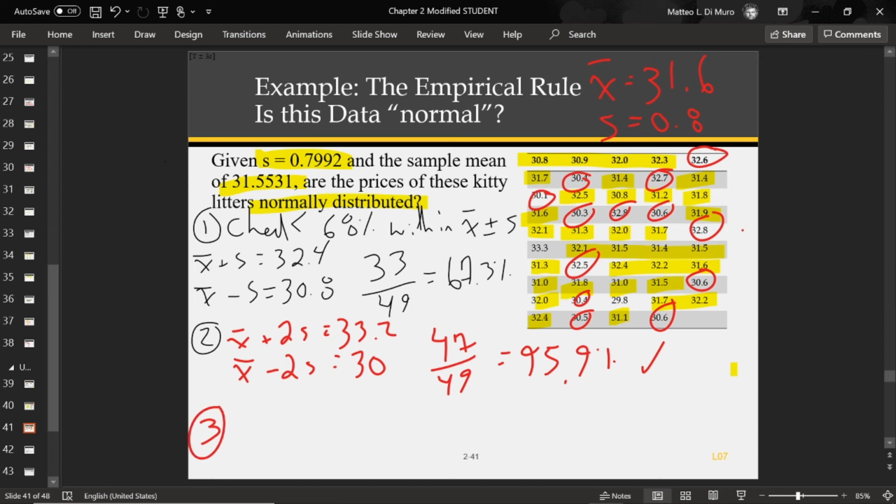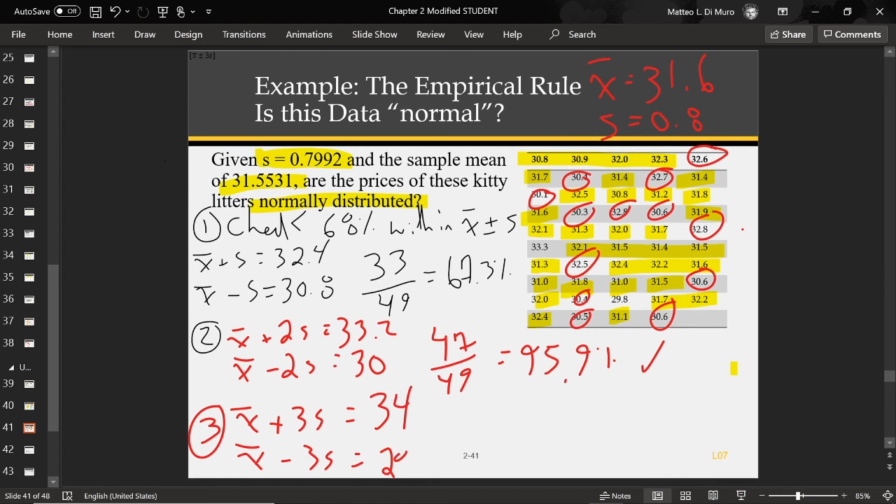3. So now we can calculate X bar plus 3 standard deviations and X bar minus 3 standard deviations. So go ahead, do it. Check back. So now that brings us to 34 and 29.2. Now, that literally captures the last 2 pieces of data. So this is 49 out of the 49, or 100%. Now, is that 99 exactly? No, but it's pretty dang close.